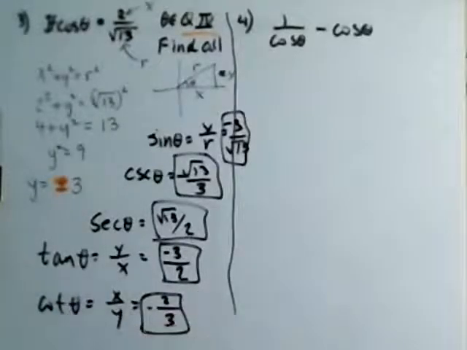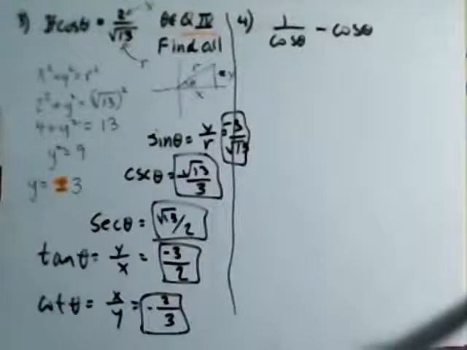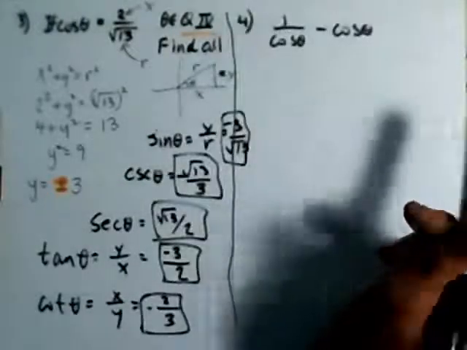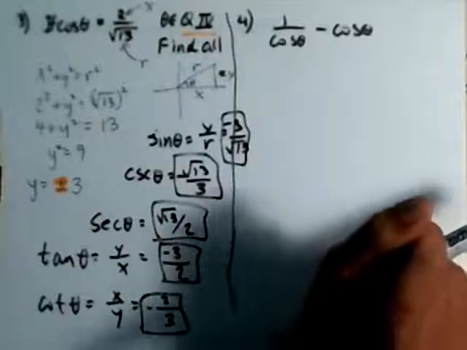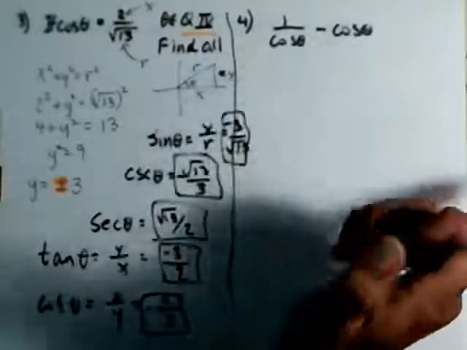Okay, so that wasn't too bad, guys. Let's try to work on the next problem. 1 over cosine theta minus cosine theta, and we want to try to evaluate or simplify this expression, excuse me, guys. So how do we simplify that?